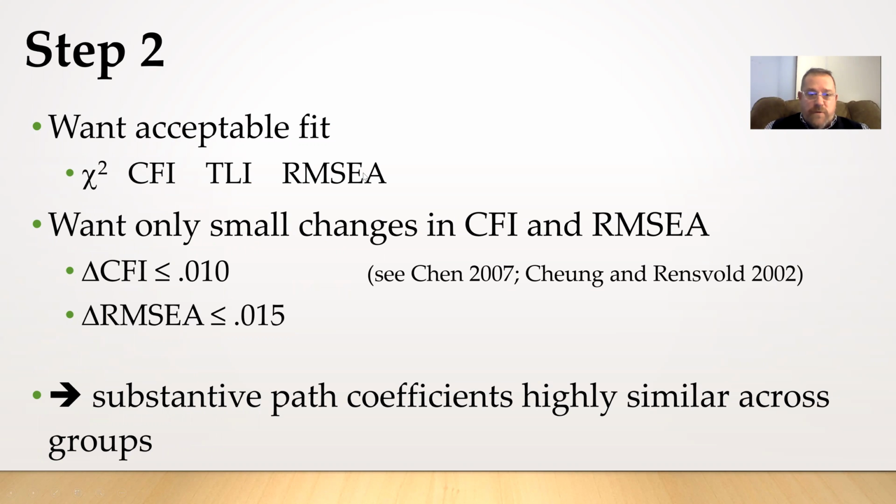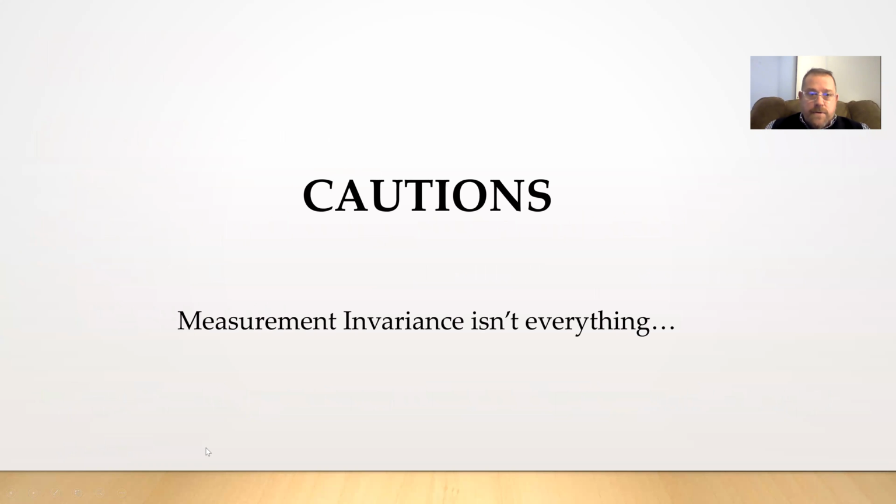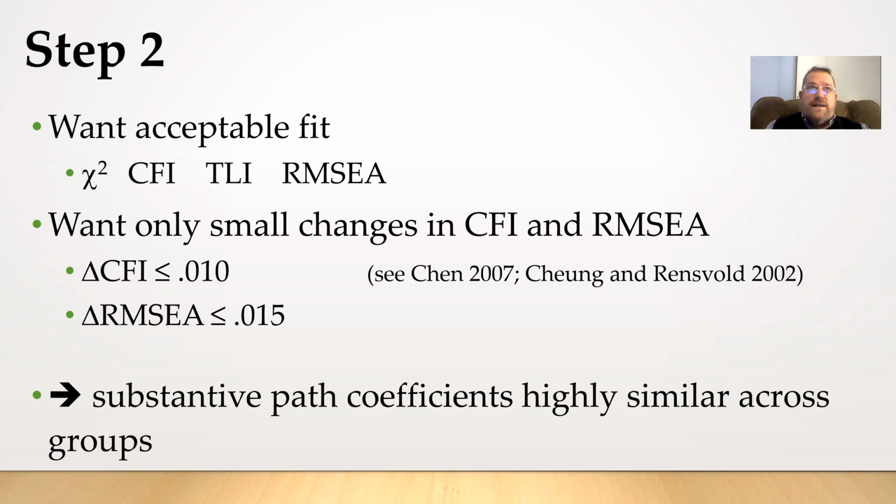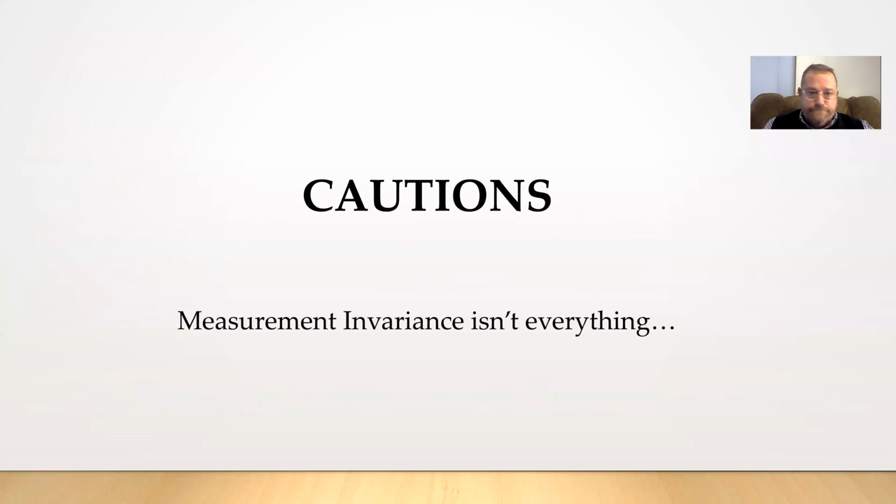Again, we want good fit when we've constrained it, and we'd like the CFI and the RMSEA not to shift too much. And if we can do that, we can show that our path coefficients are highly similar across these groups, which is kind of cool because if you have a big enough sample and you build a model, you can then test to see, does that model hold true in men and women, in white and non-white, in older and younger respondents. You can examine the generalizability of your model.